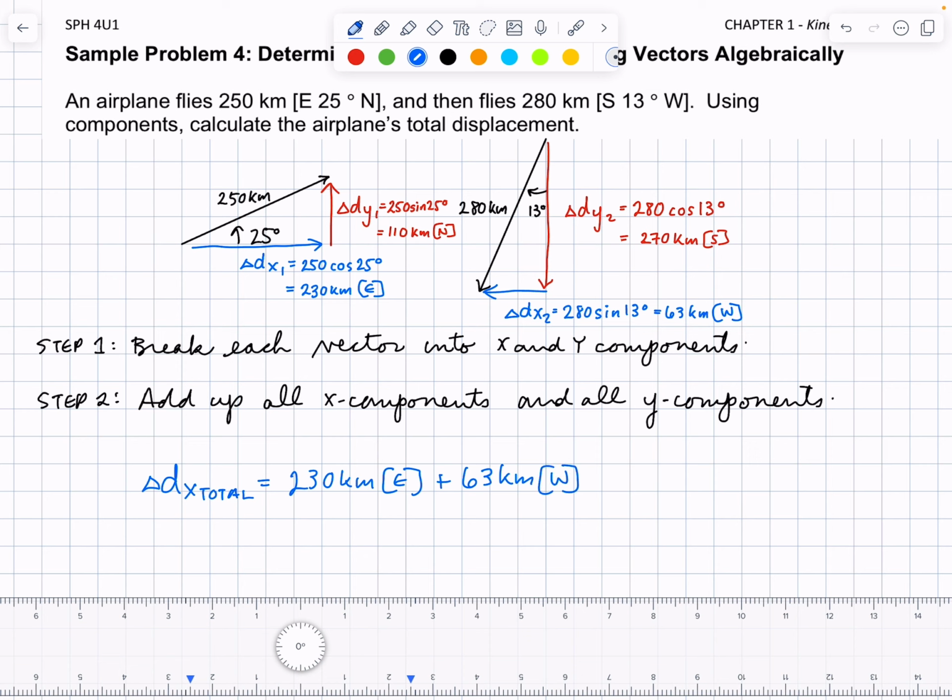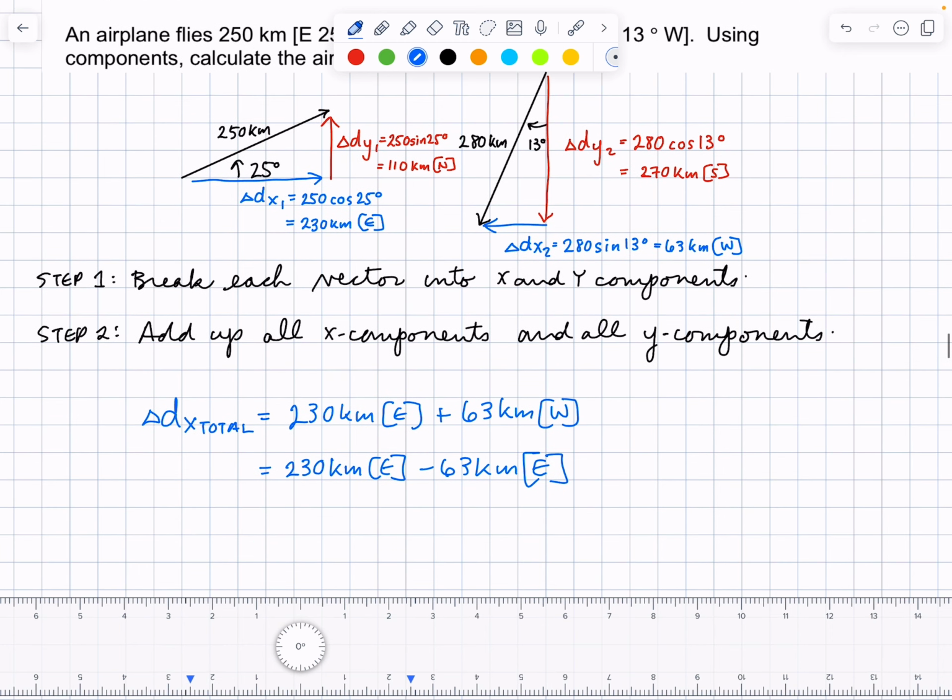And we can add these up algebraically because they are collinear. But in order to do so, we have to make sure they're expressed in the same direction. So I'm going to write this as 230 kilometers east minus 63 kilometers, and I'll change that west to east. If we punch this into our calculator, the total x component vector is 167 kilometers east.